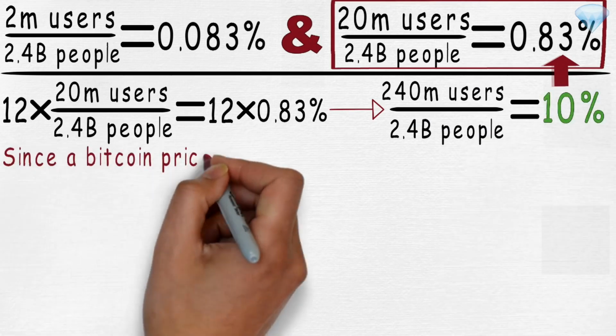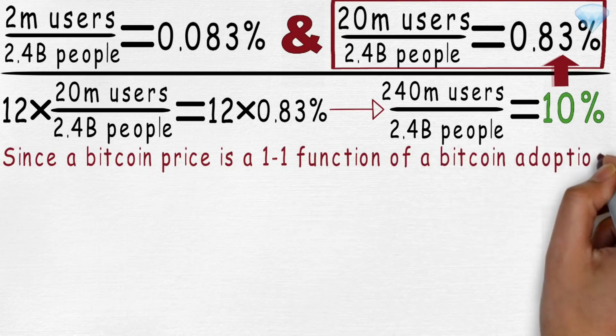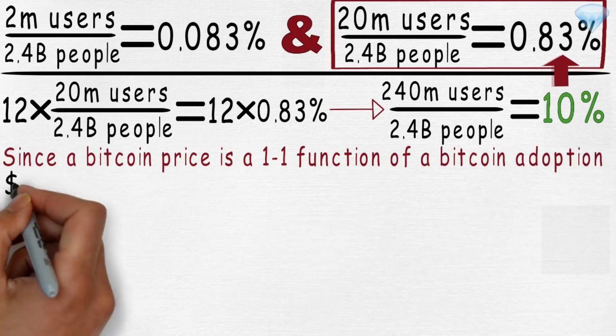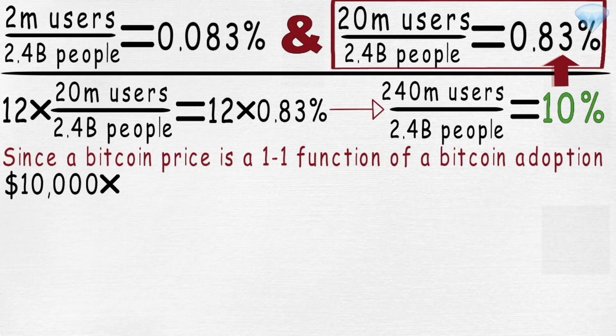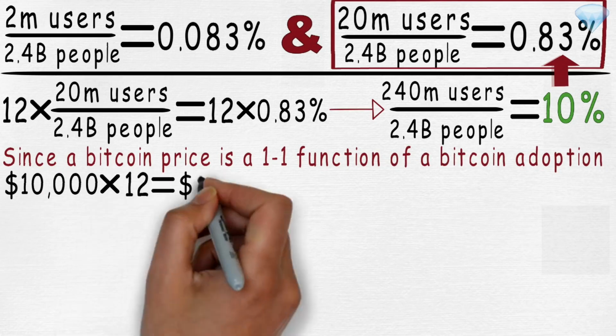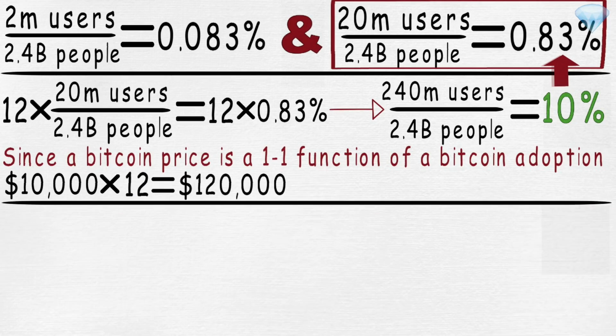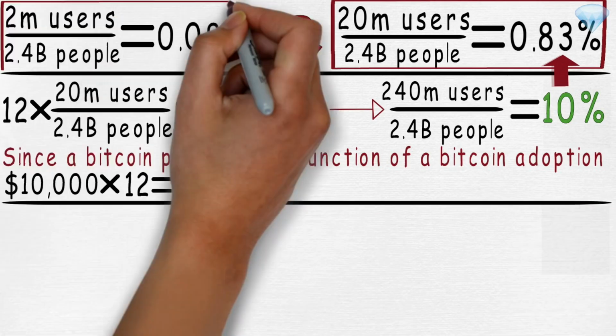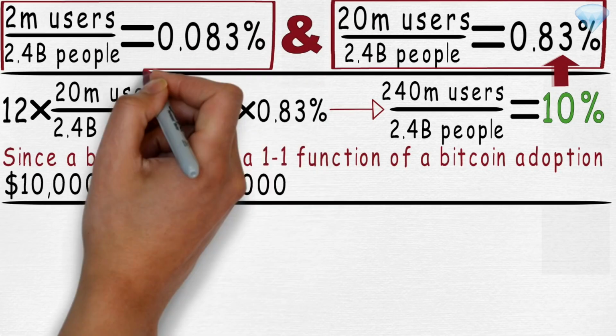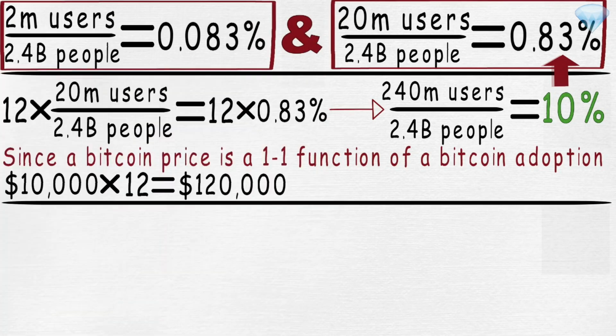Since the Bitcoin price is a one-to-one function of Bitcoin adoption, then respectively $10,000 USD multiplied by 12 equals $120,000. Now we have another limit. 2 million users divided by 2.4 billion people of target sample equals 0.083%. Now we want to get 10% as a result in this limit as well.